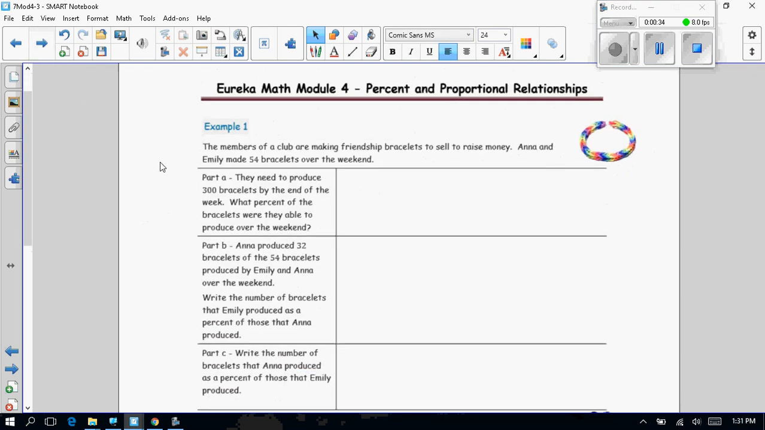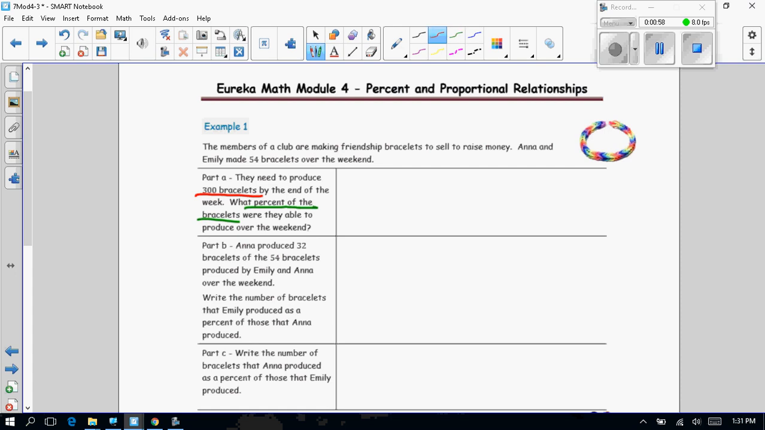Okay, so the members of a club are making friendship bracelets to sell to raise money. Anna and Emily made 54 bracelets over the weekend. Part A, they need to produce 300 bracelets by the end of the week. What percent of the bracelets were they able to produce over the weekend?